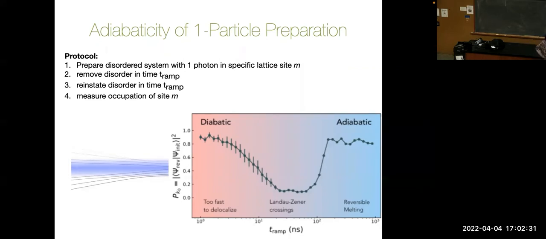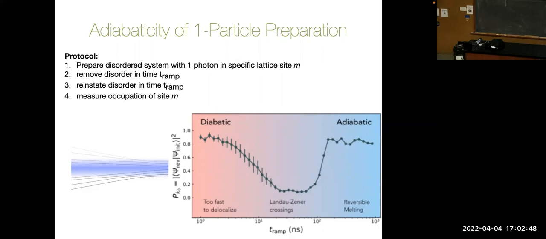As you start to do it slower and slower, the particle's probability of going back to the same site goes down to zero, or goes down to something very small, because you're not adiabatic. The particle has time to tunnel and it kind of delocalizes and ends up all over the lattice.